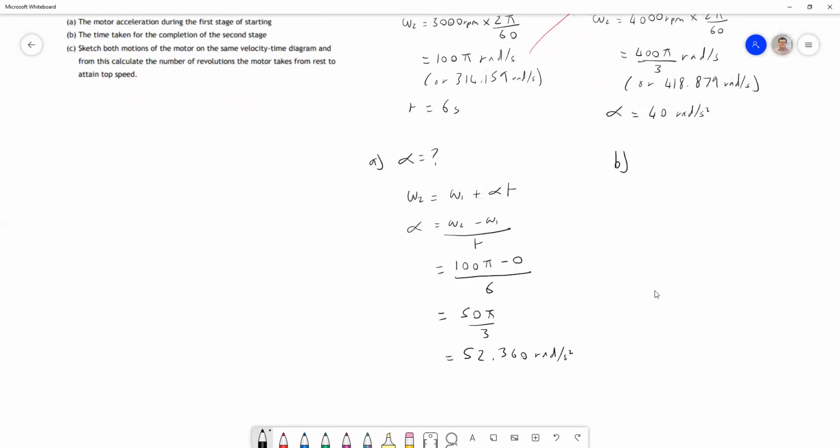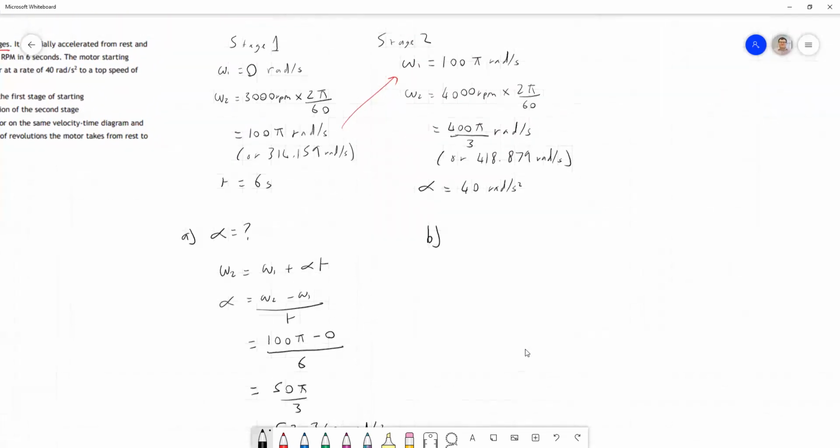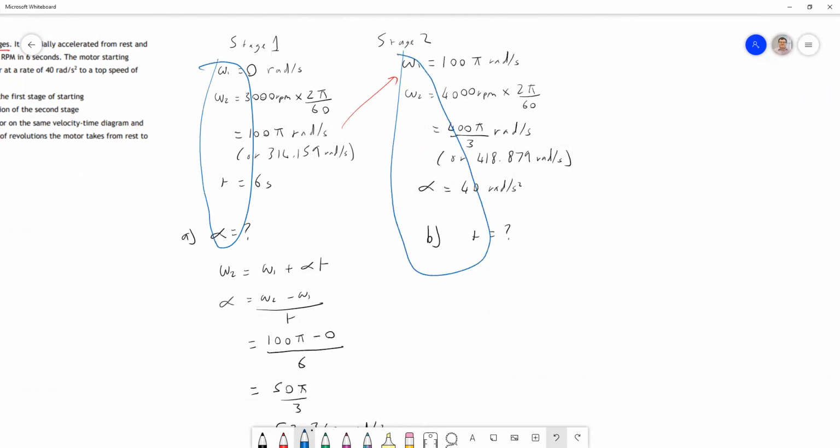In part B, we're asked to find the time required to complete the second stage of the motion. So again, we have 3 pieces of information and we want to find the fourth. And this time we have omega 1, omega 2, and alpha. And it's t we're trying to find. But you might spot this is the same 4 pieces of information. The only thing different here is the one that's missing. But that means we can use the same formula.